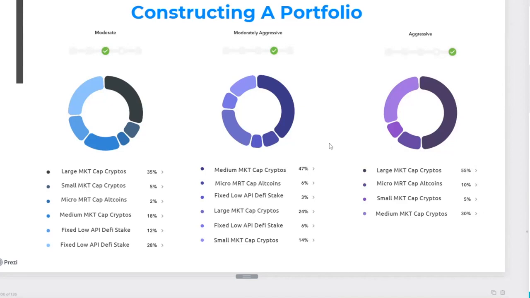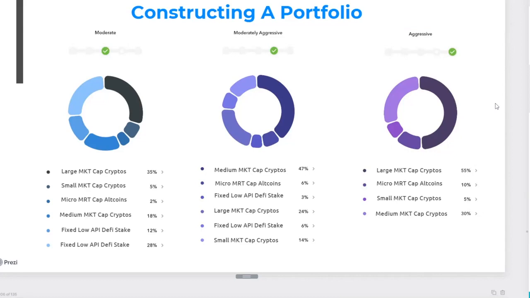This is going to give you a lot of driving growth potential, but it's not going to be swinging for the fences as much as an aggressive portfolio, because you still have those DeFi stakes, you still have the large and medium cryptocurrencies to drive your portfolio forward and hold some sort of value long term. And then the extremely aggressive portfolio for someone who has a lot of time on their side, that's looking to really swing for the fences and take on some risk but have higher chance of reward.